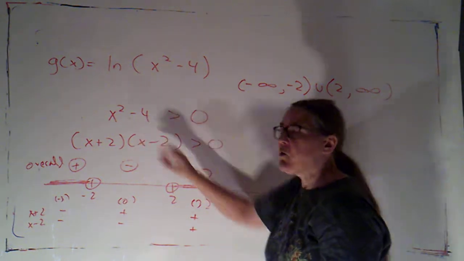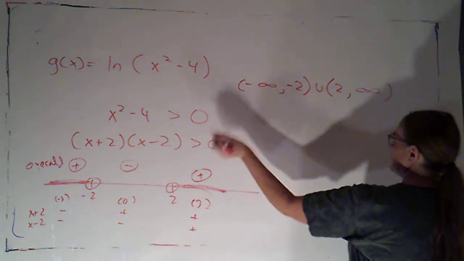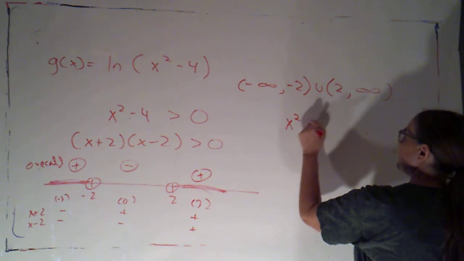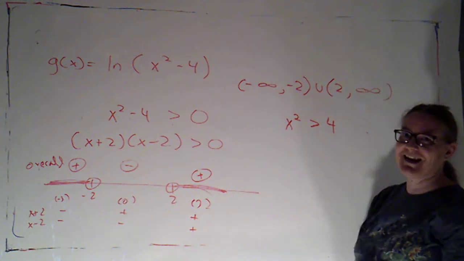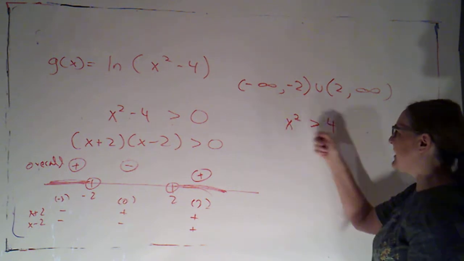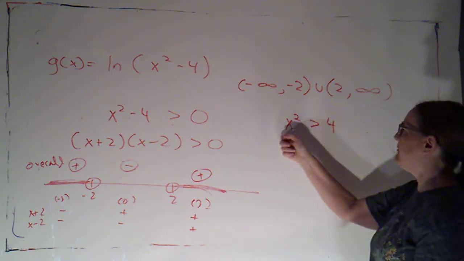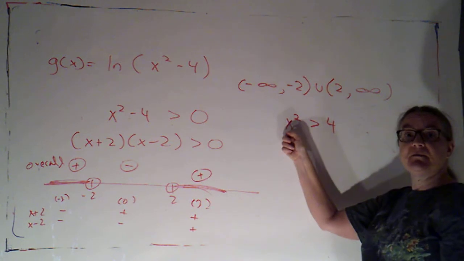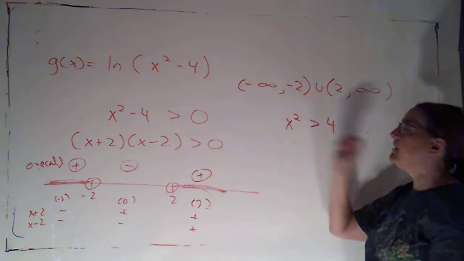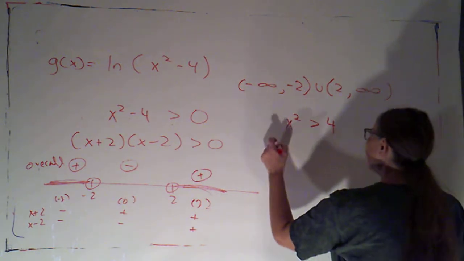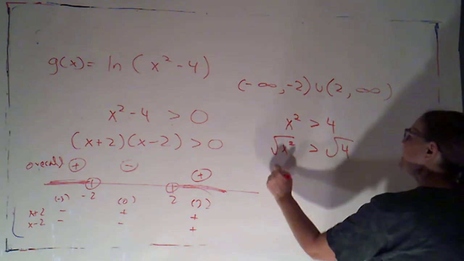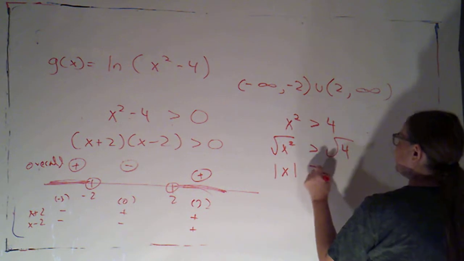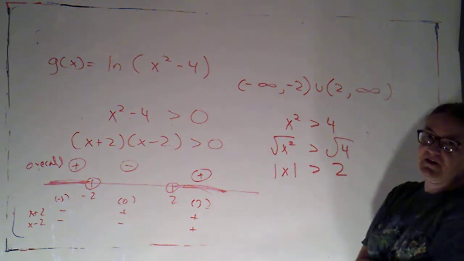Notice with this inequality, you might have been tempted to move that 4 over and say x squared has to be bigger than 4. Not helpful, okay? Because I could take the square root of both sides, but this would give me the absolute value of x. I could actually do that. I could say the square root of x squared has to be bigger than the square root of 4. So the absolute value of x has to be bigger than 2.